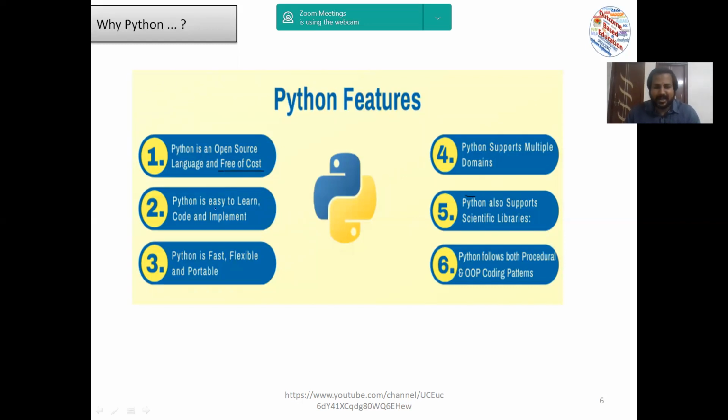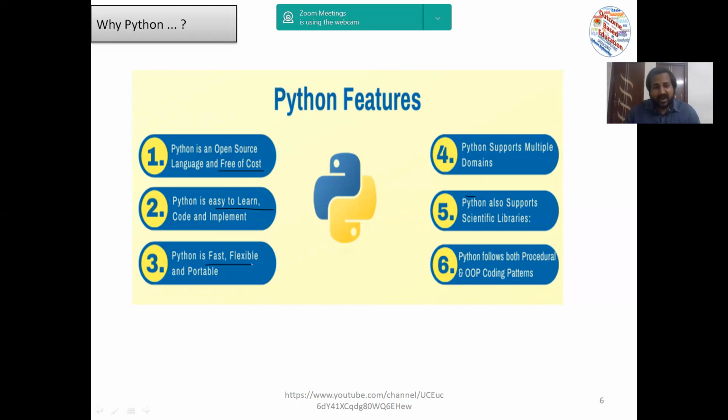Okay, next, Python is easy to learn. All the keywords we are using have very easy syntaxes, not complex syntaxes. You no need to remember different complex syntaxes or semantics. Very easy keywords are there. Whatever we use in our regular life, those keywords only we will use. So it will be very easy to implement.